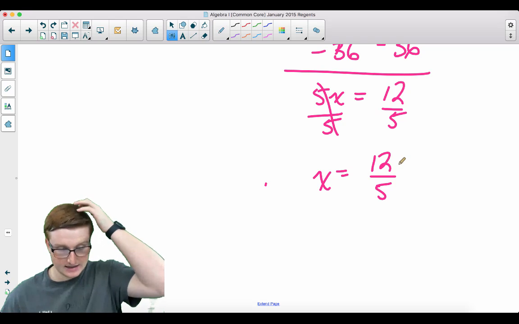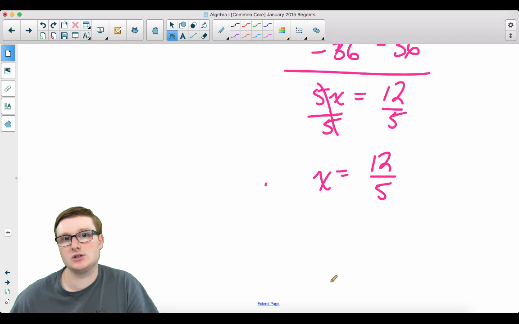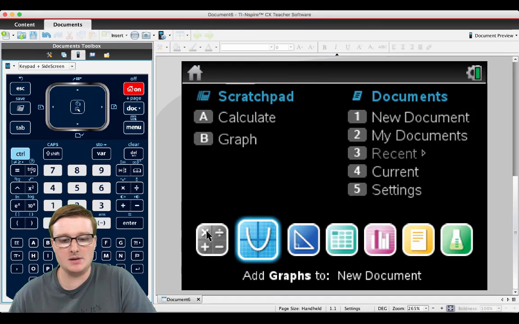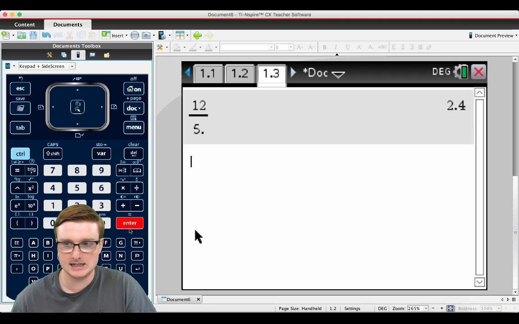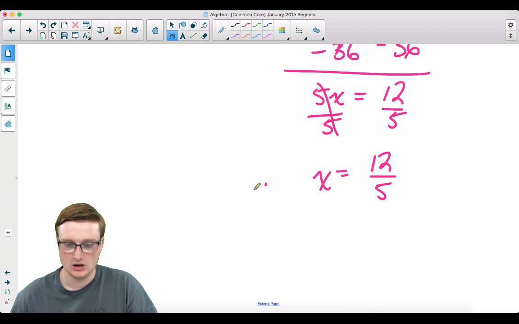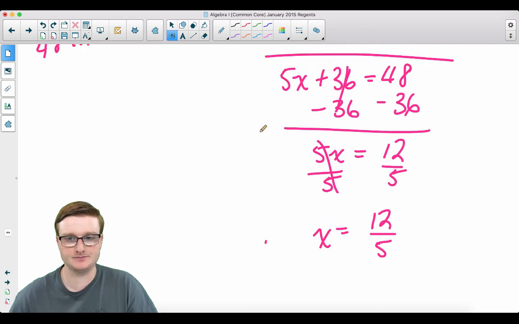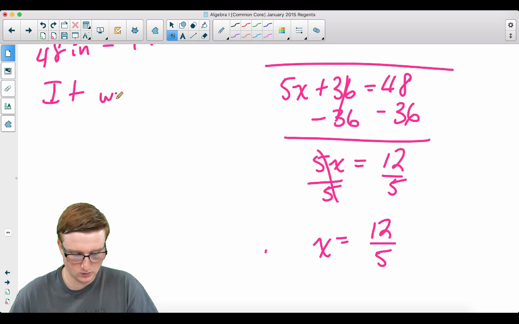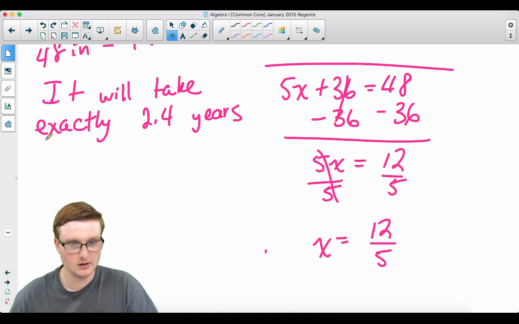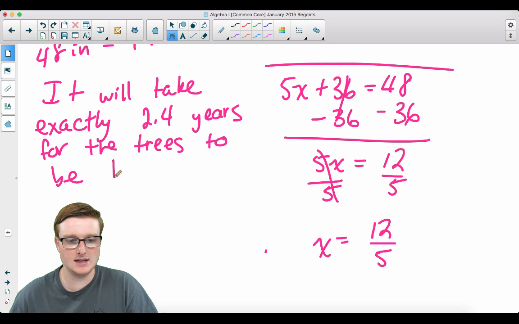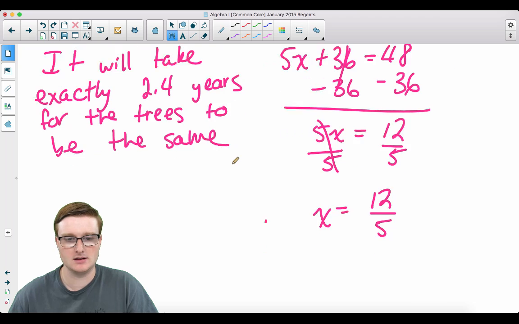Now, it's saying determine exactly how many years. Well, you could do one of the following. It says exactly how many years. So if you do 12 divided by 5 with a decimal point, that's 2.4 years. So you could say in your answer, it will take exactly 2.4 years for the trees to be the same height.